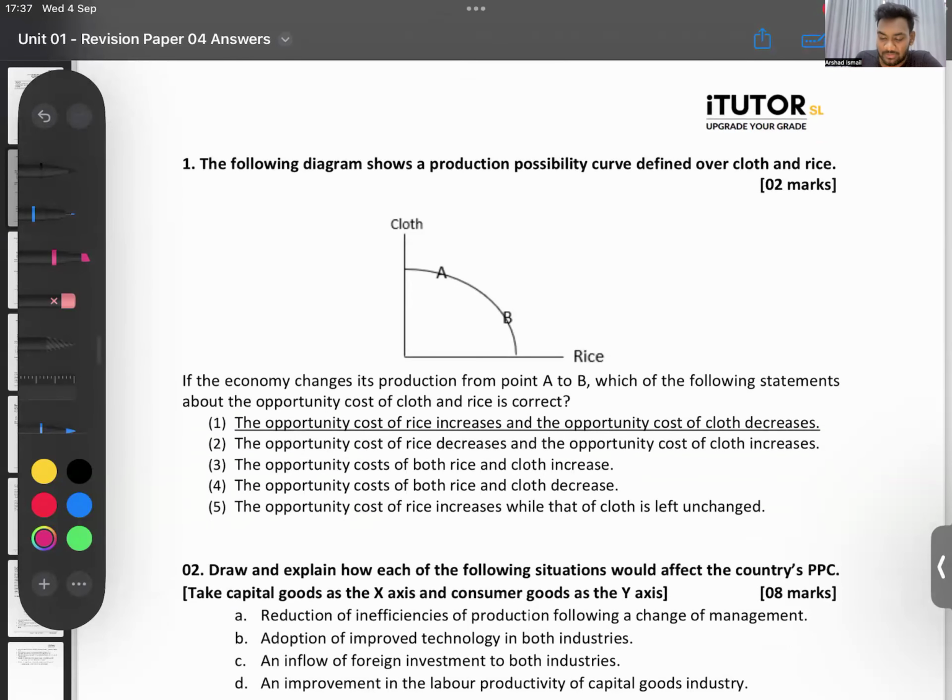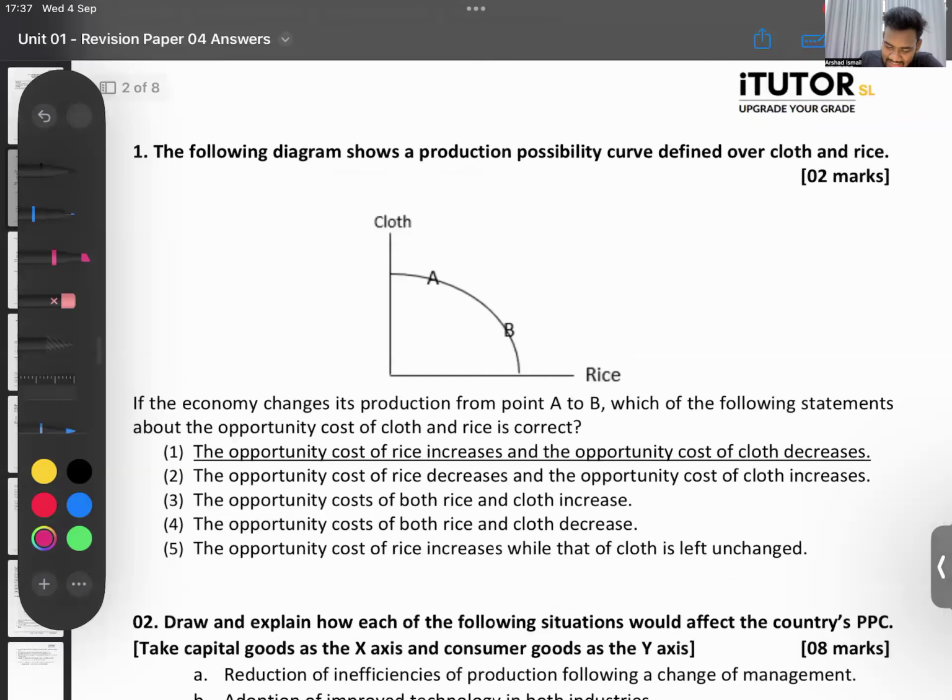The following diagram shows the production possibility curve defined over cloth and rice. If the economy changes its production point from A to B, which of the following statements about opportunity cost of cloth and rice is correct? The shape of the PPC shows increasing opportunity cost. But now they are asking you about the opportunity cost of this and this. I'll put some numbers and explain this to you.